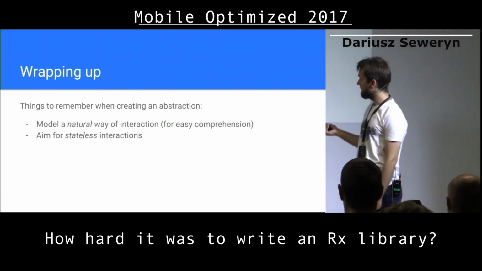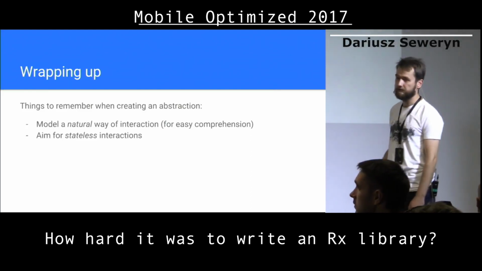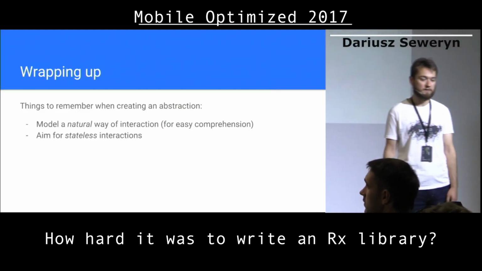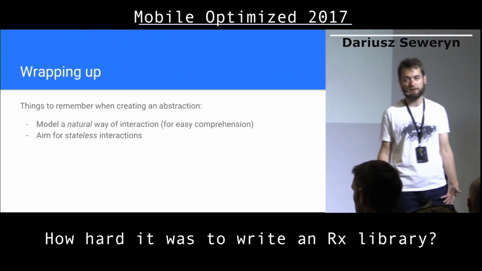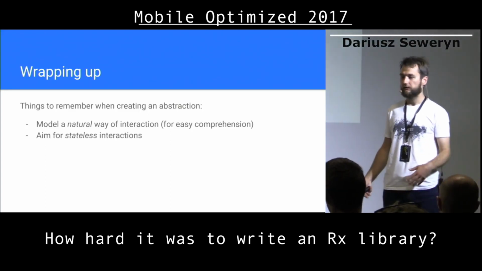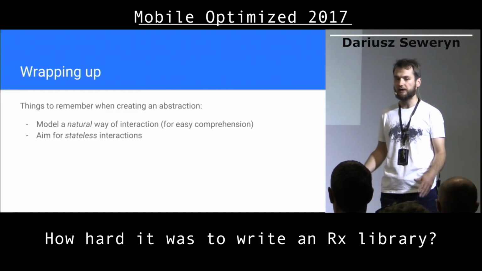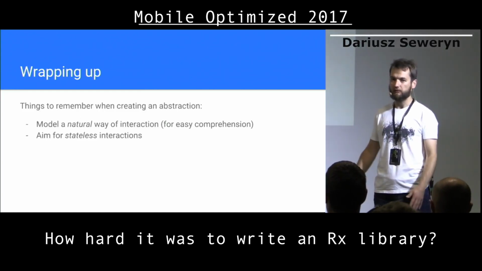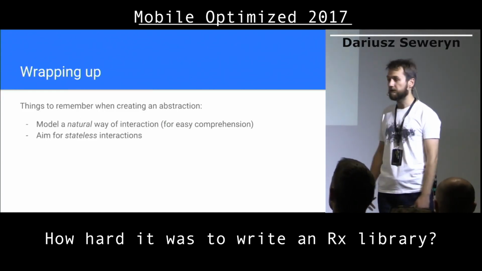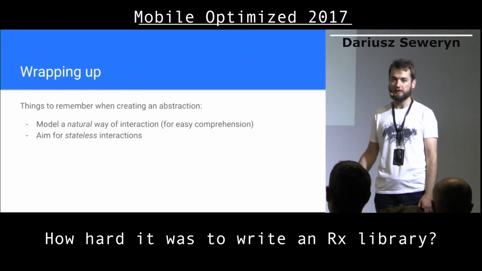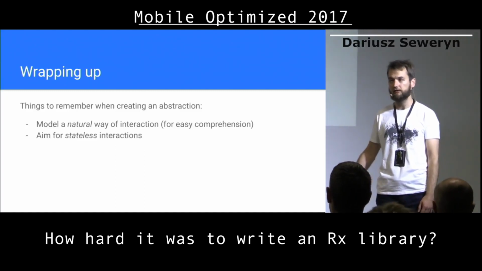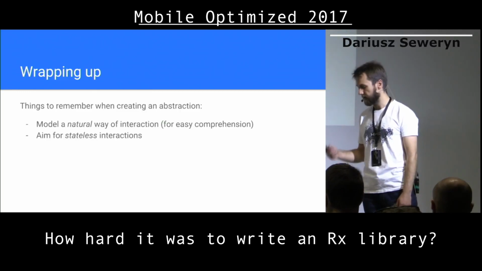Secondly, aim for stateless interactions, because this gives you the power to model the interactions and the data flow in only one place. And it's then really easy to track a bug and try to avoid it.